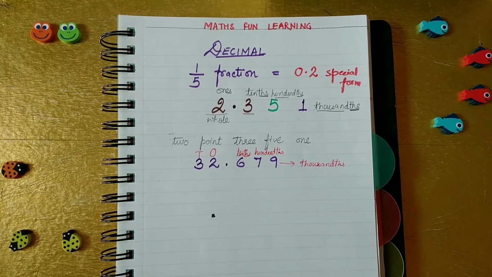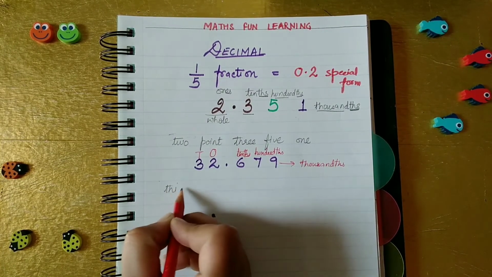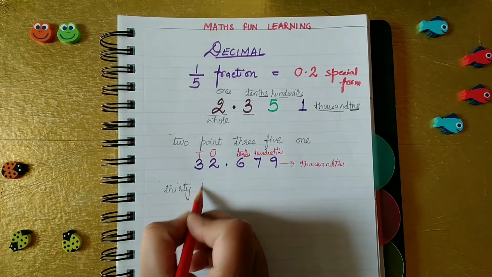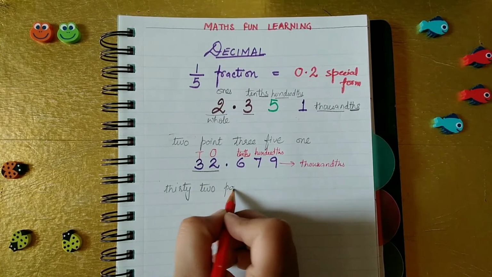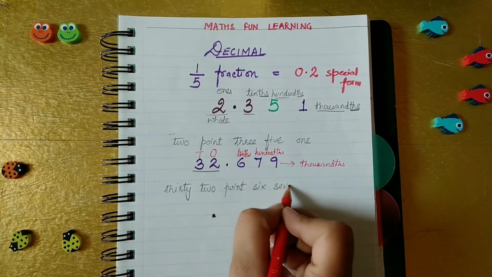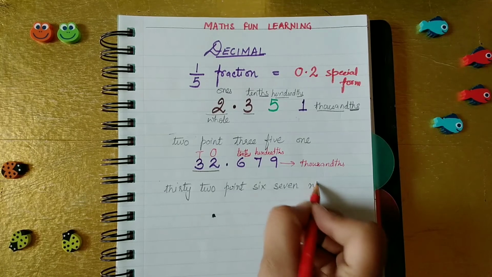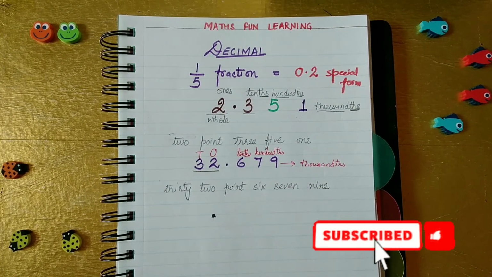Let's write the number name of this number. Simply you have to write 32 because these two are the whole numbers. 32.679. This is the correct way of writing decimals.